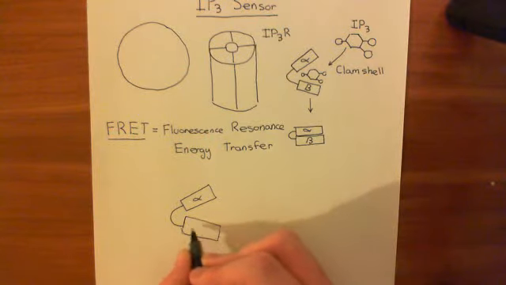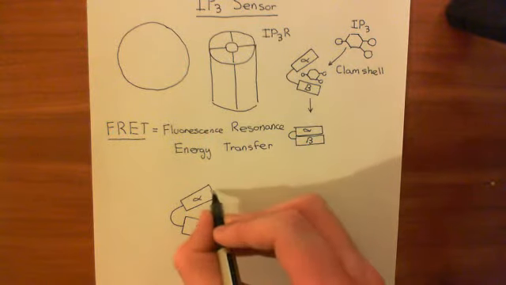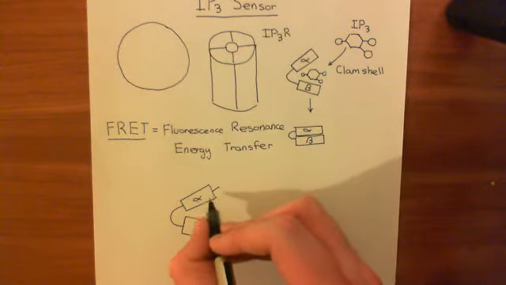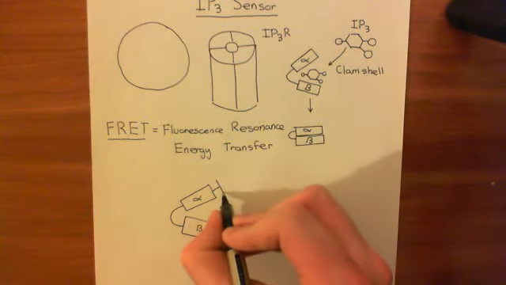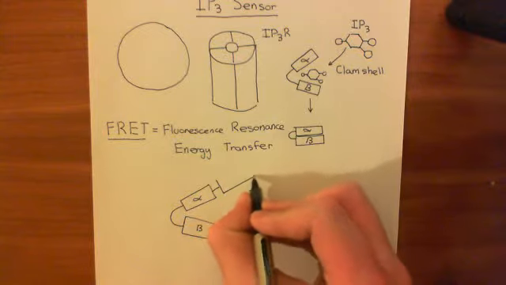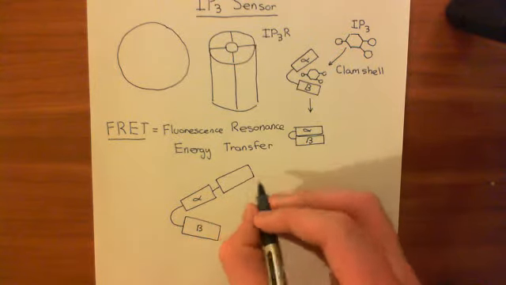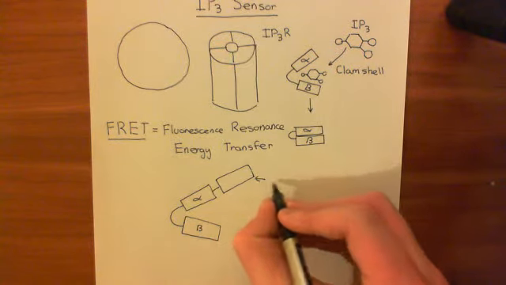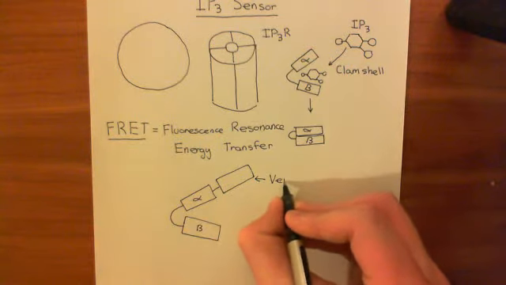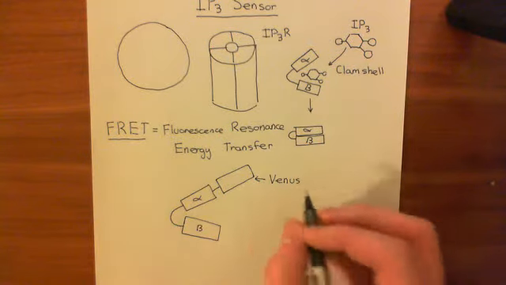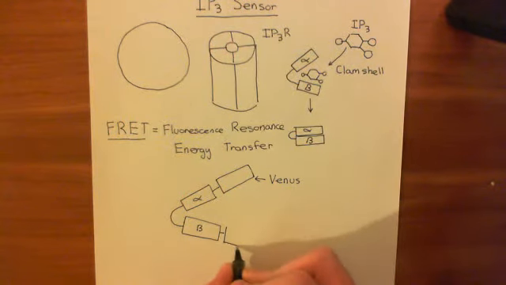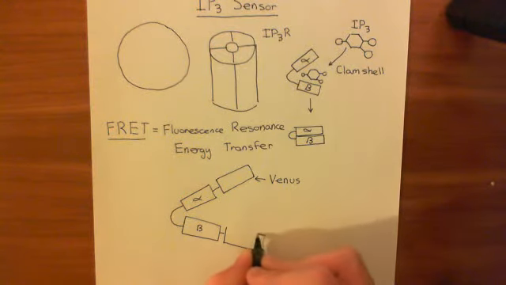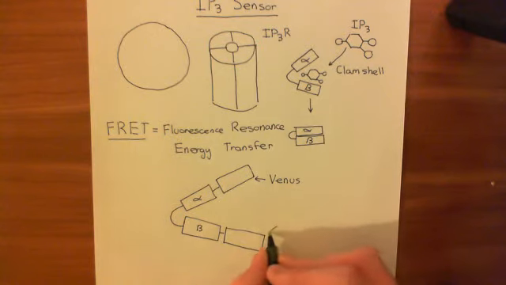Basically, what we can do is attach a fluorescence protein to the end of this alpha portion here. So let's attach the fluorescence protein Venus to this alpha subunit. And Venus basically is just an enhanced yellow fluorescence protein. Okay, so it's yellow fluorescence protein, basically. And then to the beta subunit, we can attach enhanced cyan fluorescence protein.